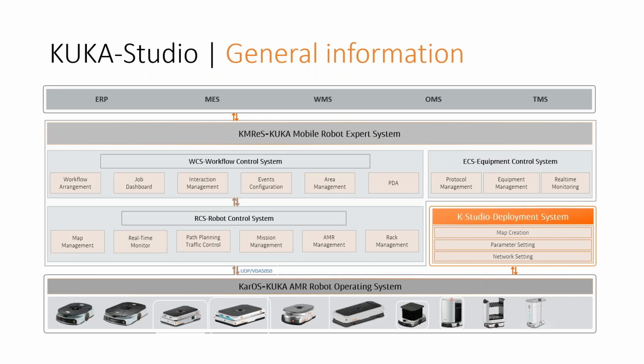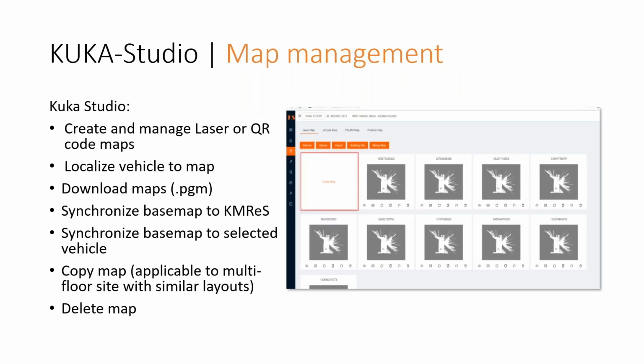KUKA Studio is the next system. We're going to start moving our way up the diagram. This is a commissioning tool that comes with the robot. We use this tool to create and manage our maps, our QR maps, our laser maps. We use this platform to localize our vehicles to said maps.